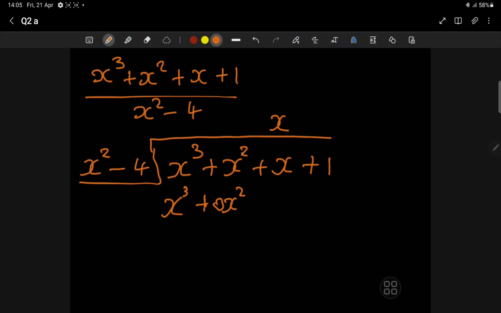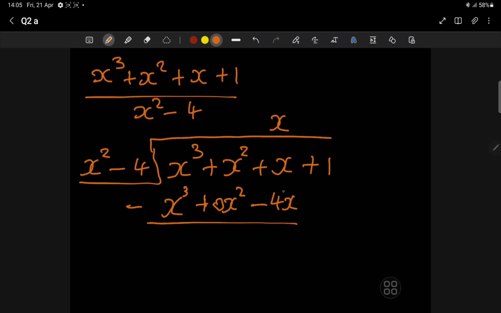This is just a 0, but we need to represent it to match with what is on top. Then the x multiplied by -4 is what we'll put here, -4x, so that at least every variable has a partner there. Then now we can subtract.